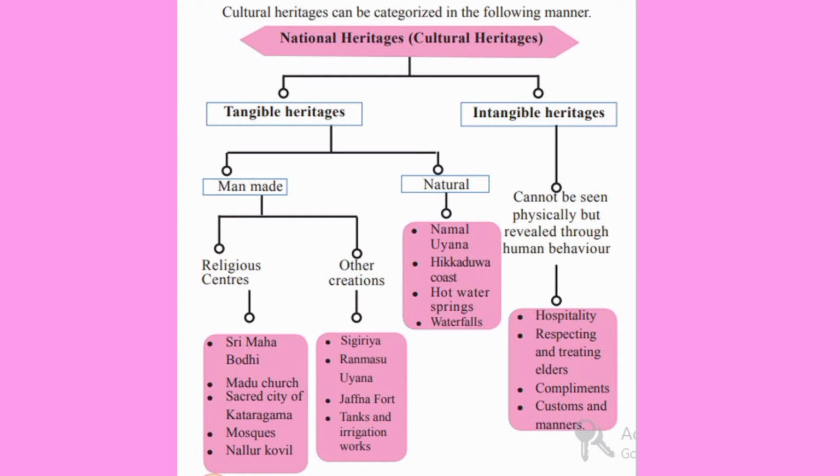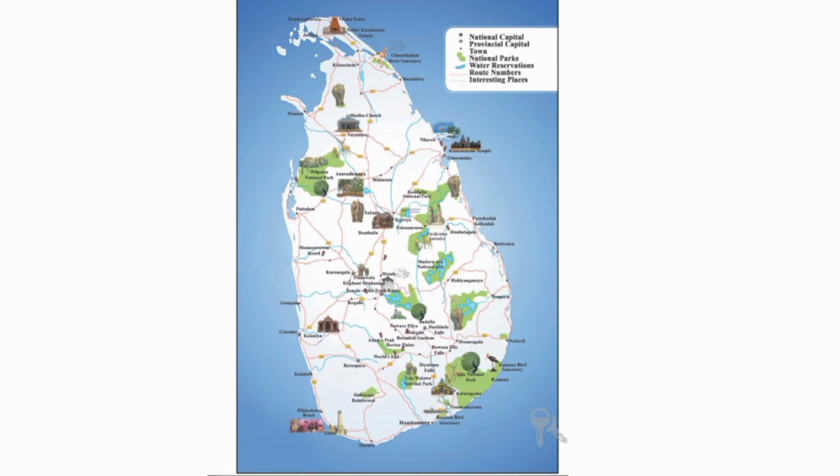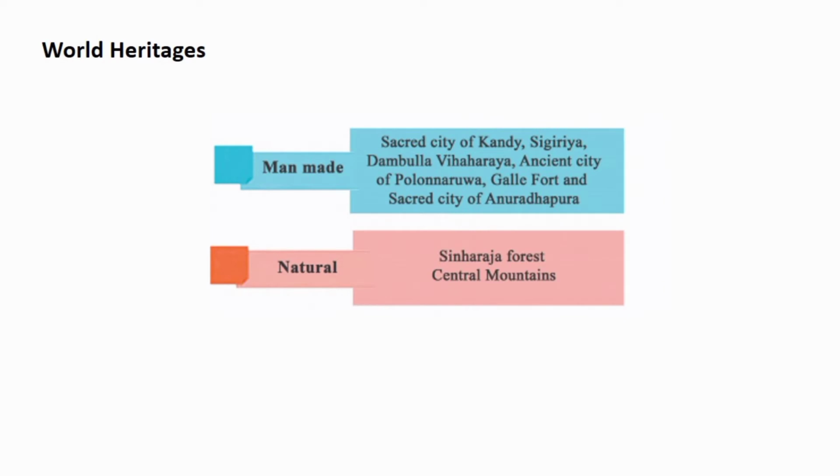Then let's look at what are the intangible heritages. Intangible heritages cannot be seen physically but revealed through human behavior. Examples: hospitality, respecting and teaching elders, compliments, customs, and manners. From this map, you can identify the distribution of different cultural heritages in Sri Lanka.